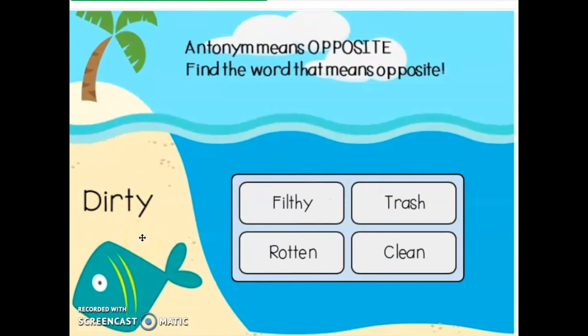Dirty. We need to find the opposite of dirty. The words we have are filthy, trash, rotten, or clean. We want the opposite. Is filthy the opposite of dirty? No, that's a synonym. Those are words that are very similar. You could say something that is filthy is also something that is dirty. What about rotten? No, rotten, filthy, and dirty all mean the same thing. Trash might be someplace you put something that is dirty, but that's not the opposite. The opposite is clean. Clean is an antonym of dirty.